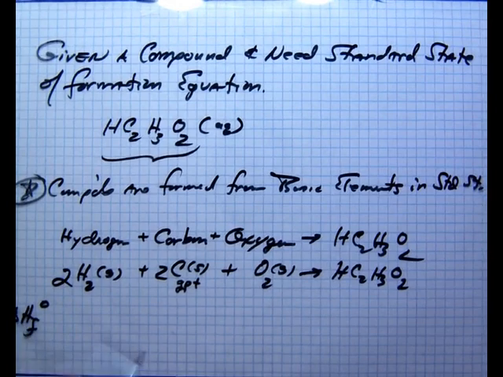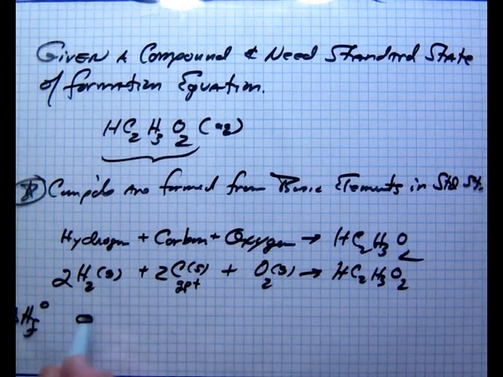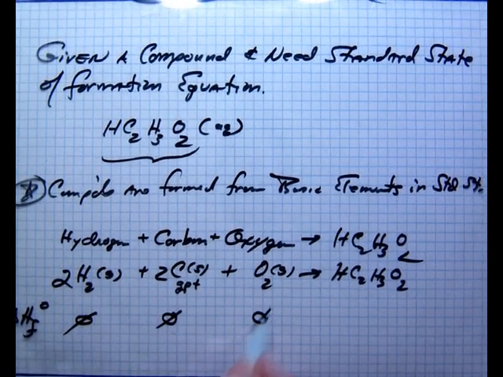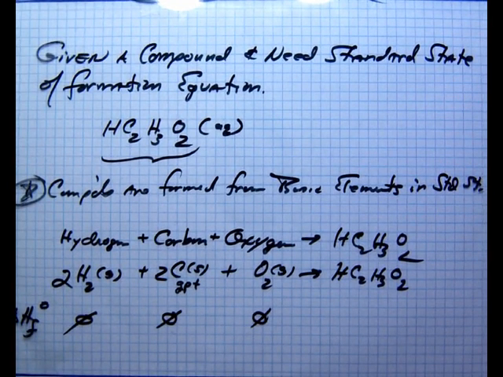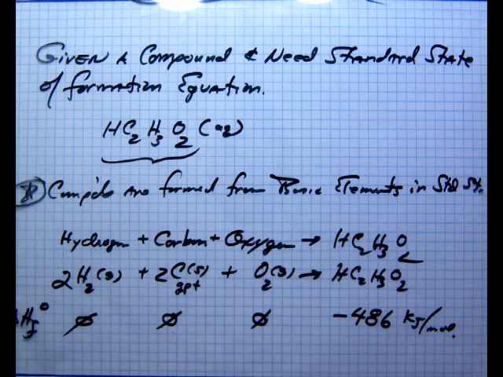Okay, here we have delta HF is what I've got here. This is 0, this is 0, and this is 0. All of them are basic standard state elements. That's just what I told you. But for acetic acid, the basic standard heat of formation is a minus 486 kilojoules per mole.